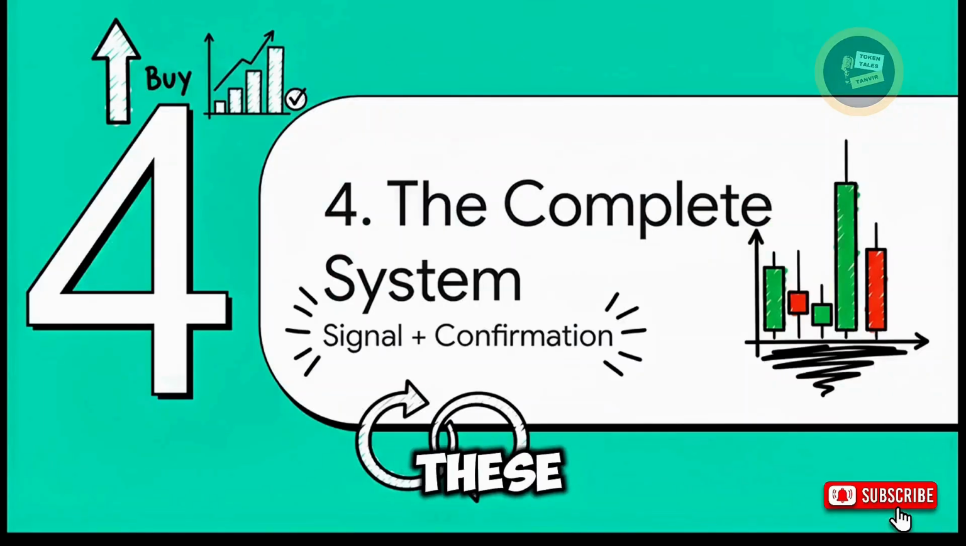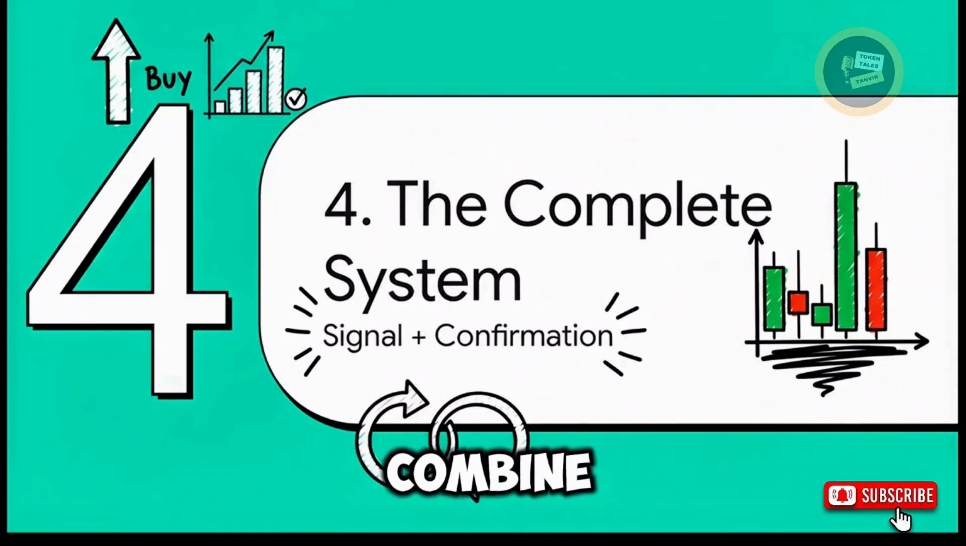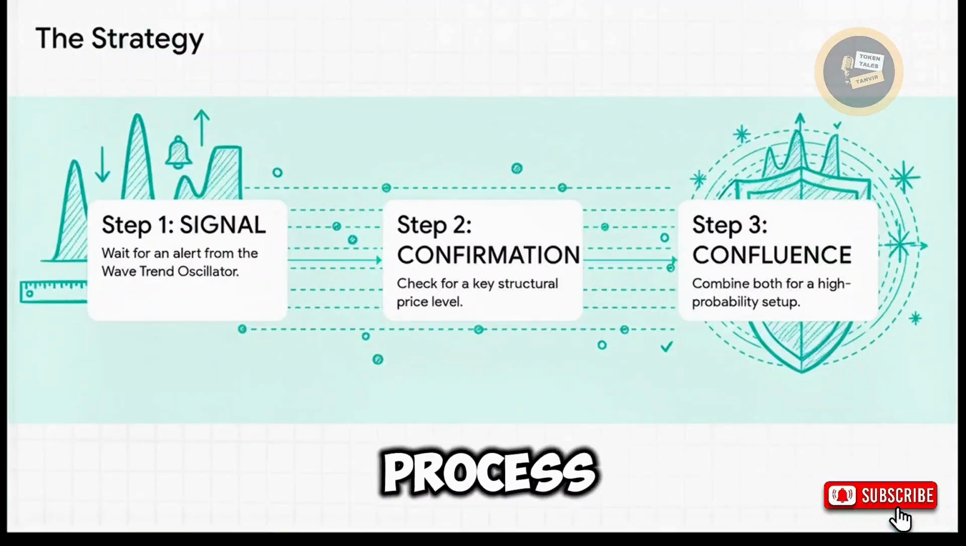So let's put these two pieces together. How do the signal and the confirmation actually combine to create a complete, actionable trading system? The whole process is really just a three-step dance.